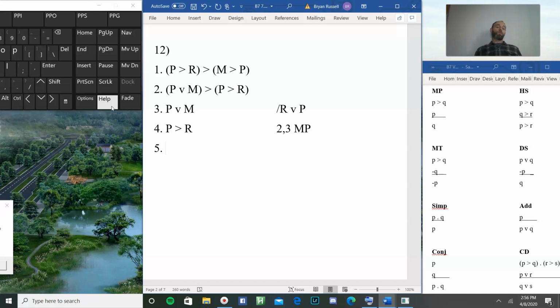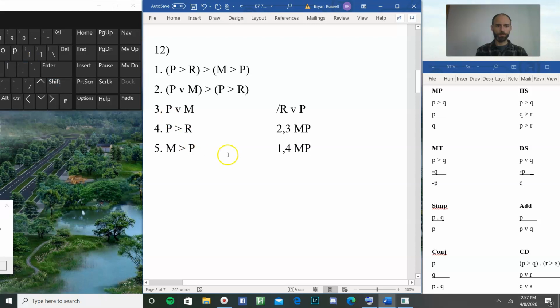All right, so as usual in these proofs, we look at what this new line can do for us, and it can do a lot for us, because we look at line 1, we see the antecedent is P horseshoe R, and that's what we just got, so now we can get the consequent again via modus ponens. So here we'll get M horseshoe P, and that was 1, 4, MP. And now we have P horseshoe R and M horseshoe P.